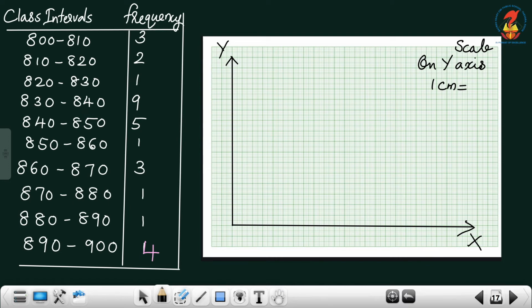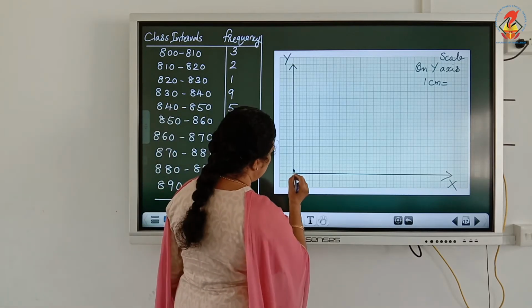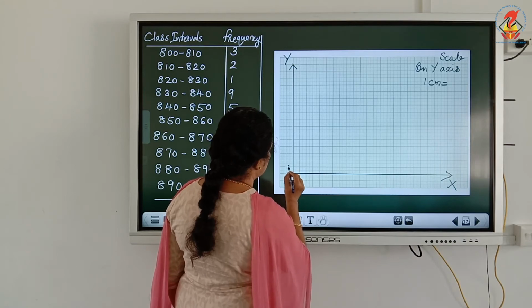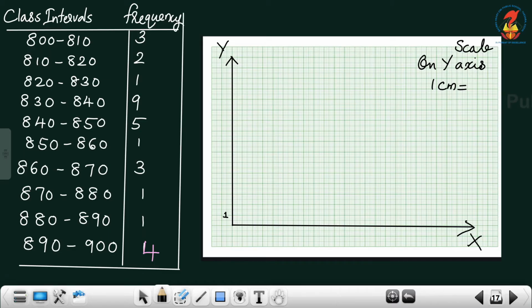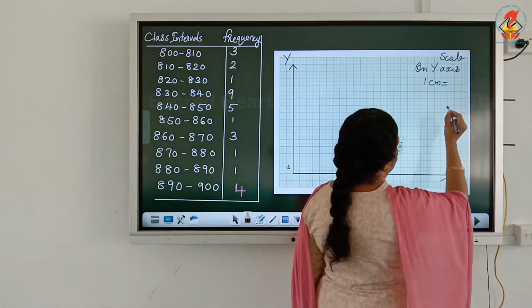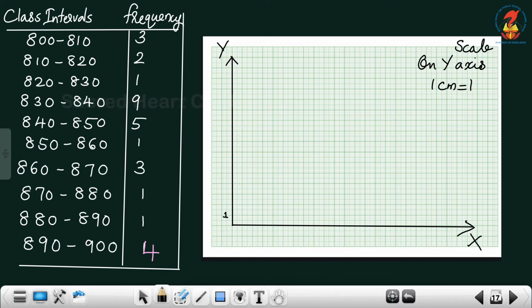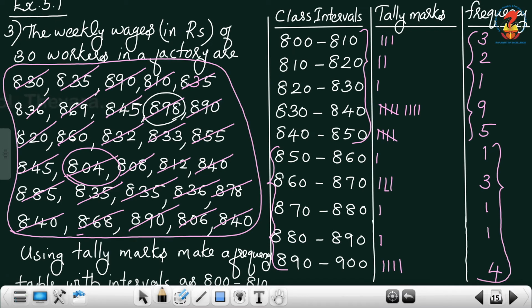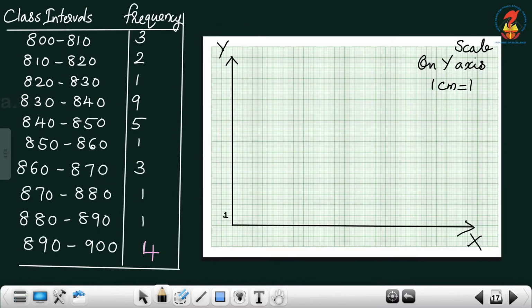Now look at the frequency. Here the maximum value is 9. So for this 1 centimeter, what can we take? We can take 1 centimeter as 1. That means this frequency gives the number of workers. Therefore 1 centimeter is equal to 1 worker, that means 1 employee or 1 worker we can take.